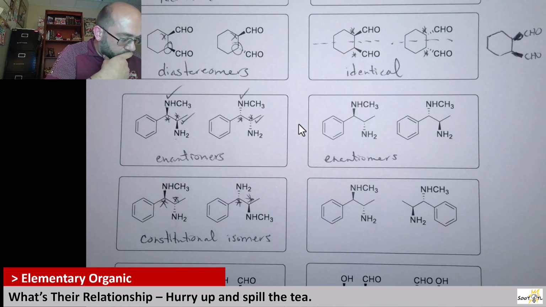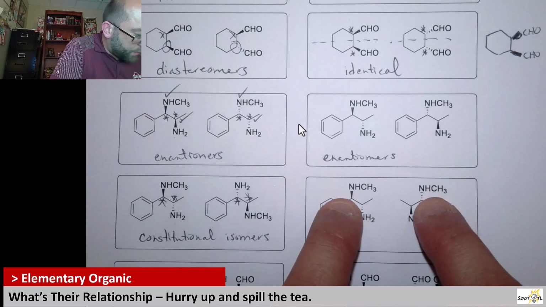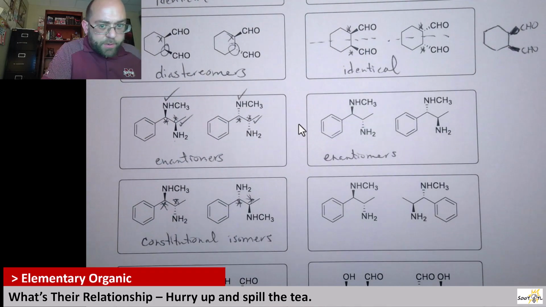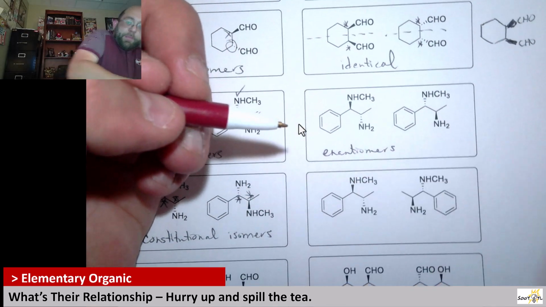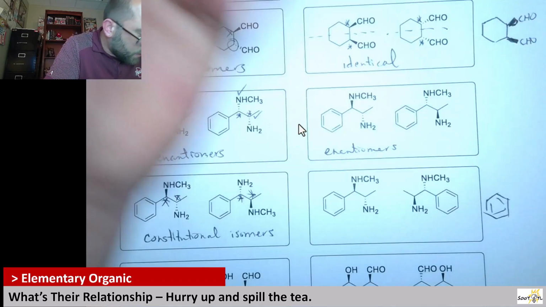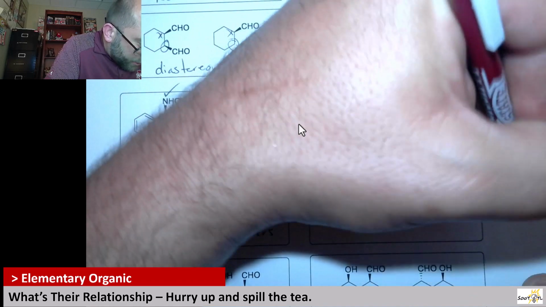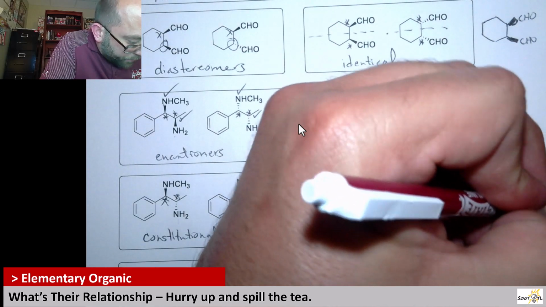All right. Let's see. Next, what do we got here? Well, these aren't a mirror image of each other, right? They should both be dash here, and they should both be wedge here, or they should both be dash and wedge, to be mirror images. So what that means is if you were to actually take this and flip it over to where you put the benzene ring on this side, so you'd have 1, 2, 3. You'd have your NHCH3 here and your NH2 here.